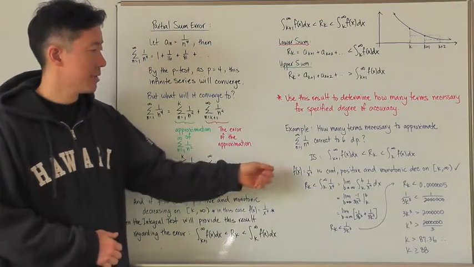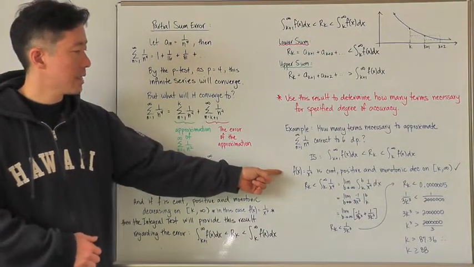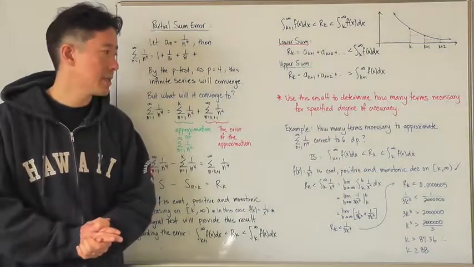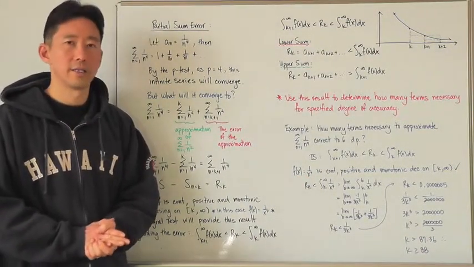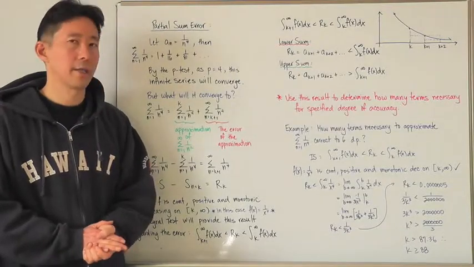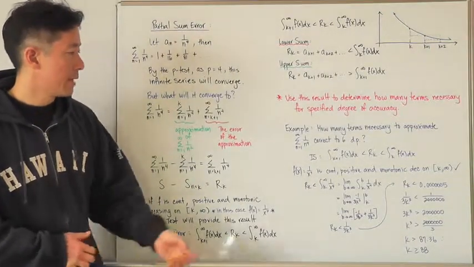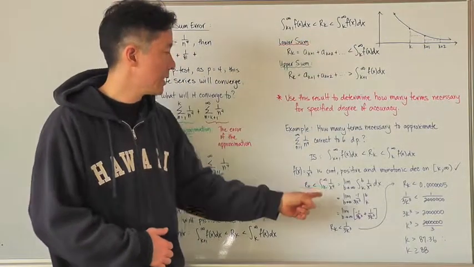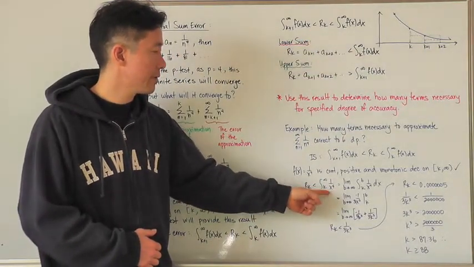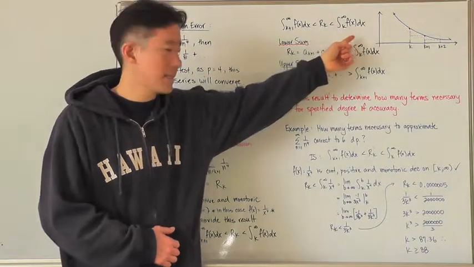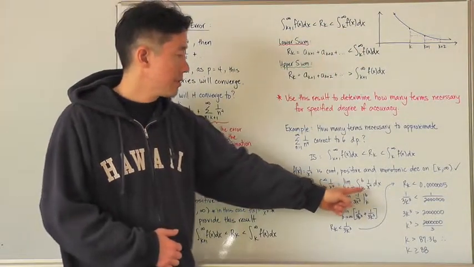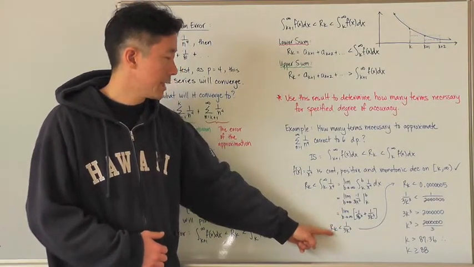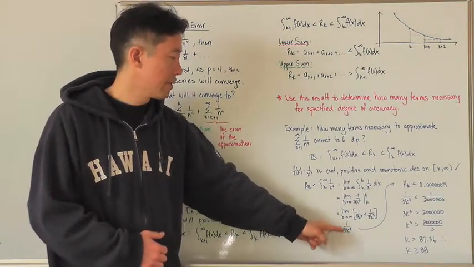Now again, we need to first check our conditions. Is f of x, which is 1 over x to the 4th, continuous, positive, and monotonic decreasing on k to infinity? And we know for a fact that that's going to be true. Now, I'm going to say that r sub k is going to be less than the integral from k to infinity of 1 over x to the 4th, because that's what that says. So I'm going to evaluate that improper integral, and what I come out with is that r sub k is going to be less than 1 over 3k to the 3rd.